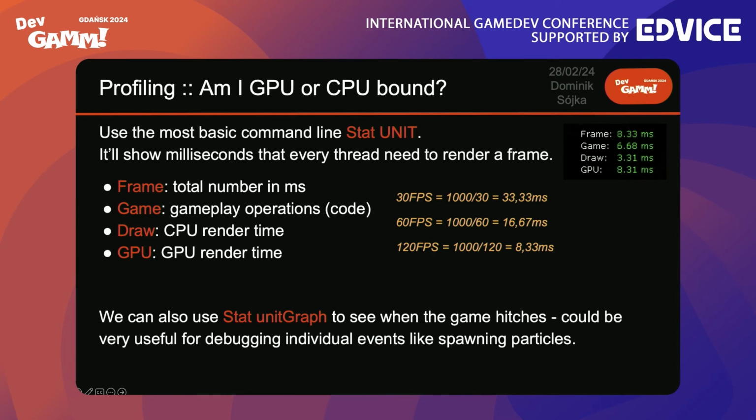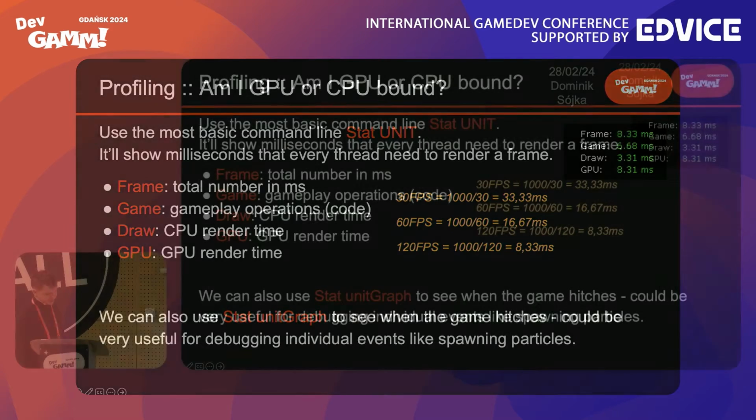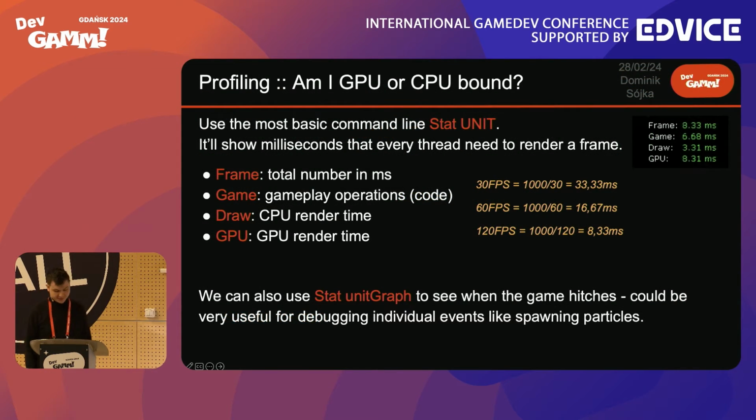So the first question would be whether I am GPU or CPU bound. We can start with the basic stat unit command, which shows the different threads and the length of time it takes to render each frame. So here we have the frame, which shows the total number in milliseconds.